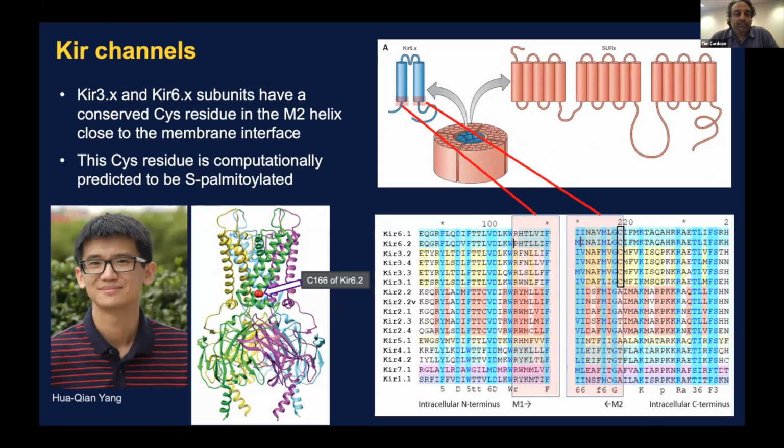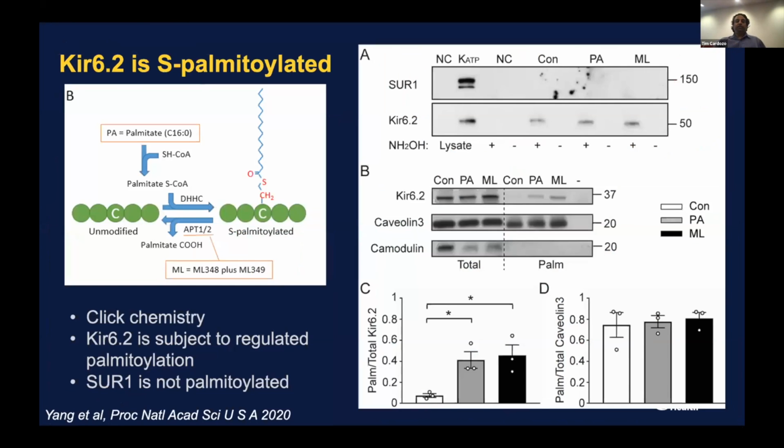Huaqin Yang was the lead author on this. He noticed that there are conserved cysteine residues in the M2 helix, which would be at the membrane interface and an appropriate place for palmitoylation, and the residue is predicted computationally to be palmitoylated. So we were investigating that. It appears, as you see from the sequence alignment in the lower right, that it's only present in some of the KIR family members, the KIR6 and KIR3 family members, but not the 2s, 4s, or 7s. And so, using click chemistry to try to detect palmitoylation, we did some experiments in cells.